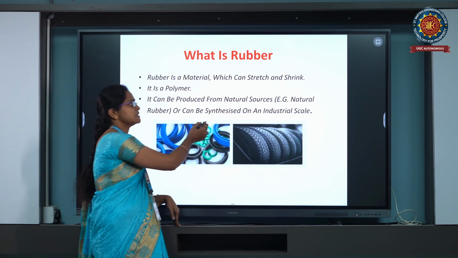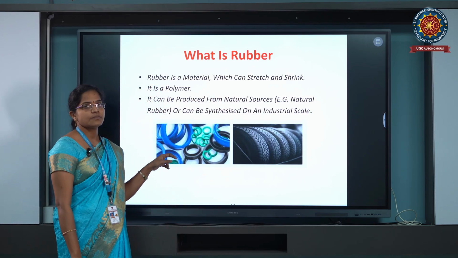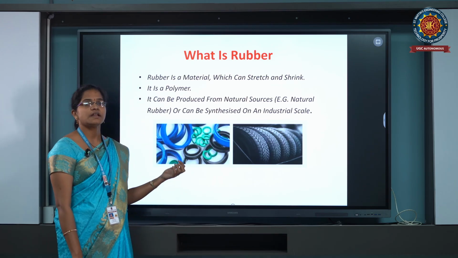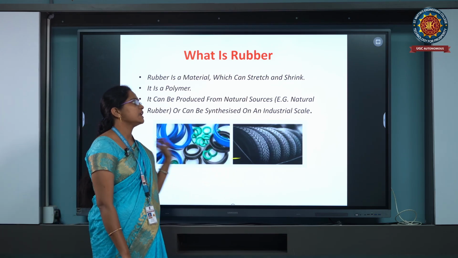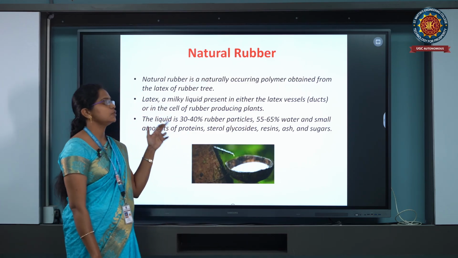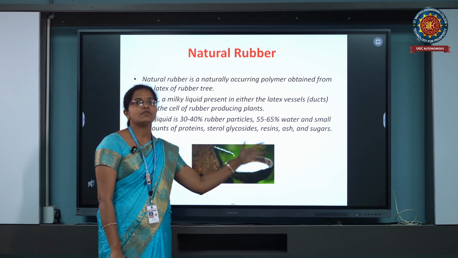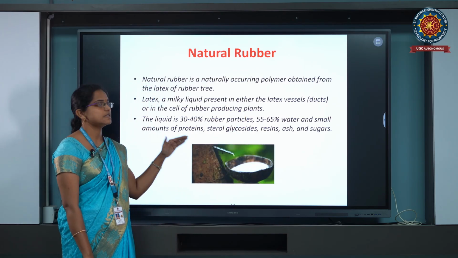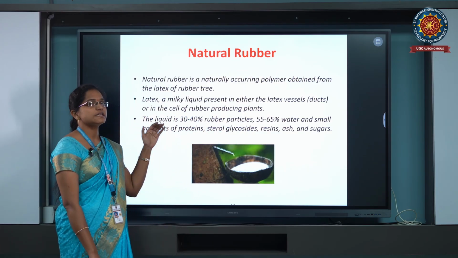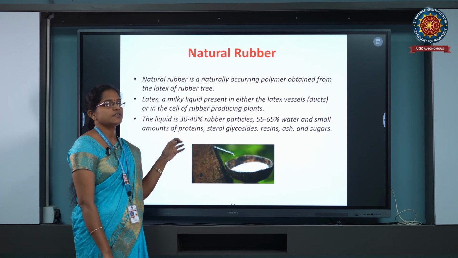Rubber can be synthesized on industrial scales. It is used in the manufacture of rubbers, styrene, and polymer materials. First of all, collect the natural rubber. Natural rubber contains 30 to 40% rubber and 55 to 60% water, with some proteins, resins, ash and sugar also present. It is collected from natural trees, meaning natural rubber trees.